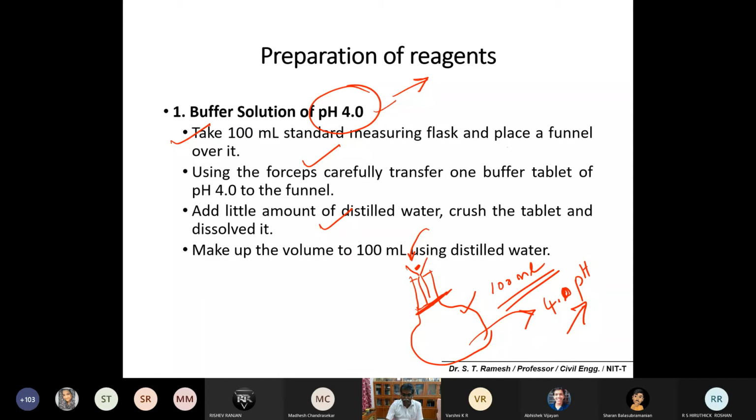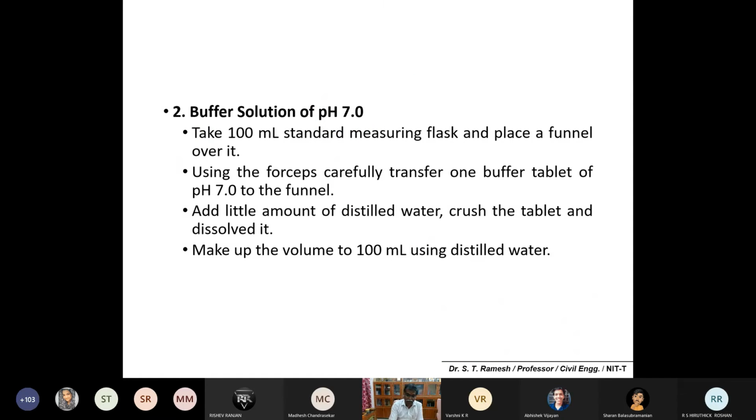Number two is now I have a buffer of 7 as well as 9.2. Now you have to repeat the same procedure. Okay, buffer number 7. What do you do? You take a pH buffer tablet of 7, and then prepare 100 ml of sample with the 7 buffer tablet, and this will correspond to your pH of 7. If you take a sample from this prepared solution and measure the pH, it will say 7 as your pH.